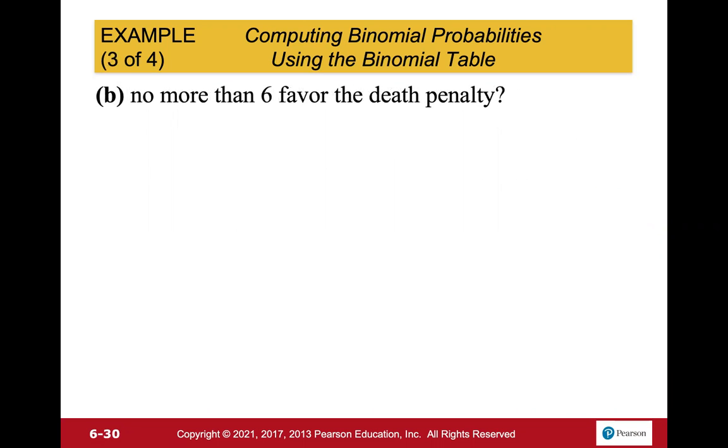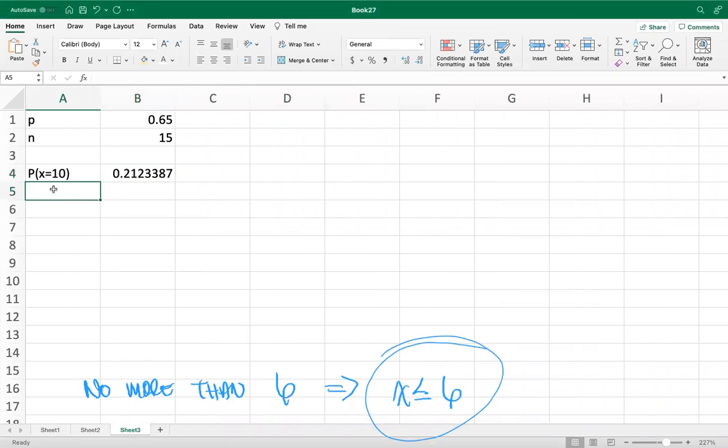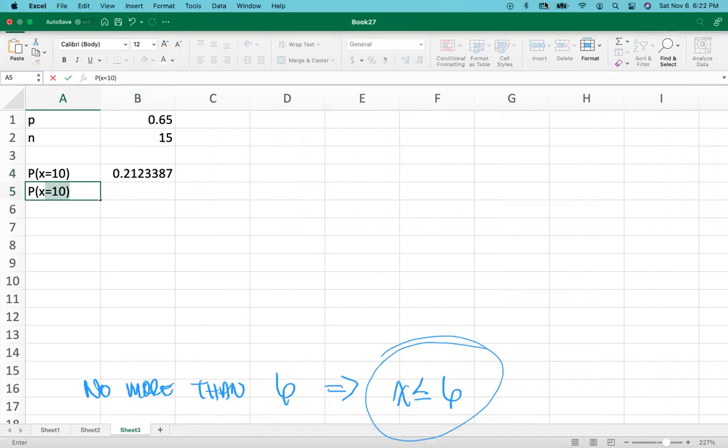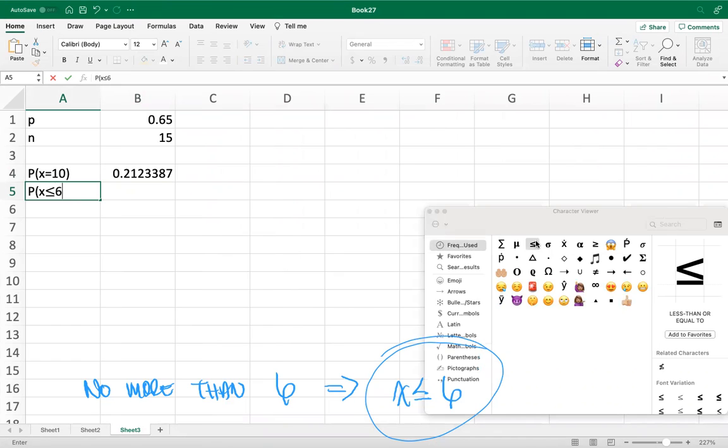All right, so next is no more than six favor the death penalty. So no more than six. This here is X being less than or equal to six. Zero is no more than six. Seven is going to be more than six, so therefore these are the values that we're looking at. So X being less than or equal to six, the probability of X being less than or equal to six. Here, these are going to be cumulative. And because we're going from zero up to six, we don't have to do any crazy math here.